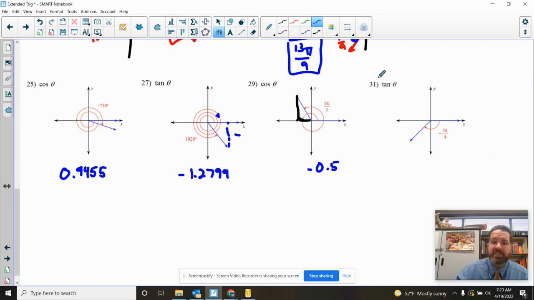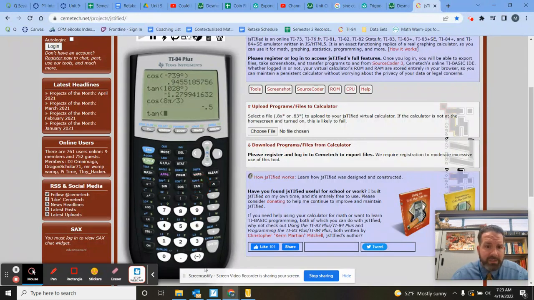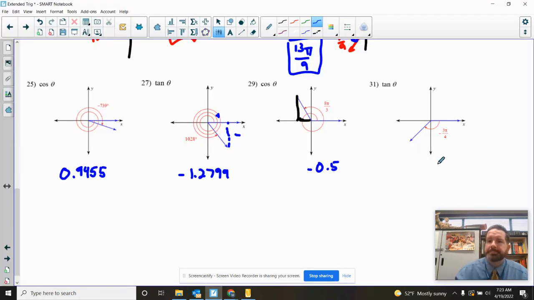And then lastly, tangent negative 3 pi over 4. Ooh, ends up being 1. Let's just make sure that seems reasonable. Again, checking the positives and negatives. The opposite side is down, so that's negative. The adjacent side is left, so that's negative. Negative divided by negative is positive. I'm going to accept that as being true.